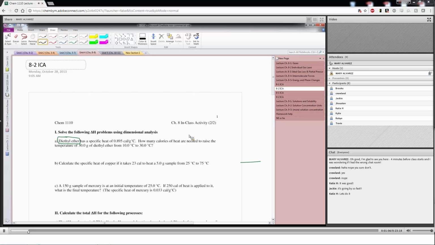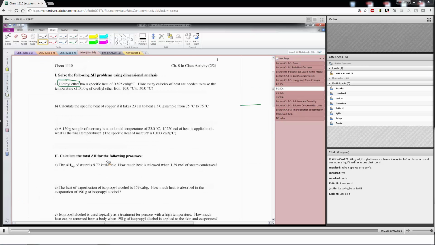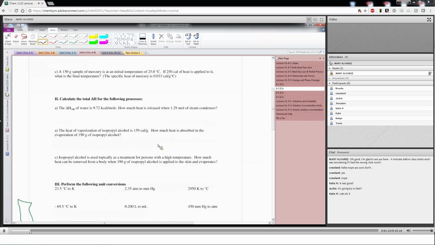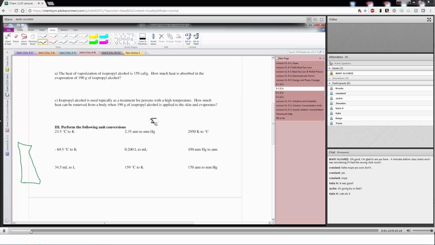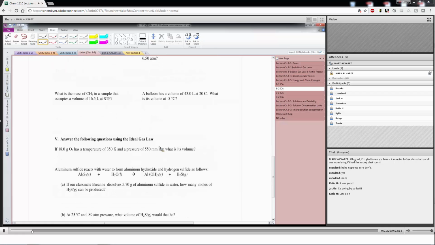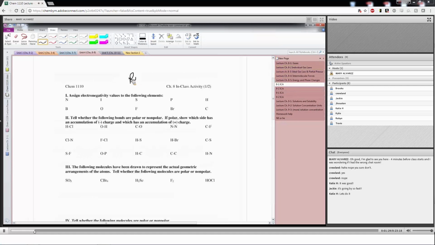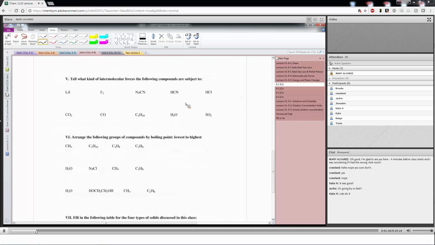Your 8.2 in-class activity sheet, the first page, this is from lecture 8.5 down to about here. And then this is from lecture 8.1 and then 8.2 and then 8.3, just so you know what to do when you're doing them. And then our 8.1 in-class activity sheet, this is a review from chapter 5, because this is directly applicable to the stuff we're learning in chapter 8. And then this is from lecture 8.4.